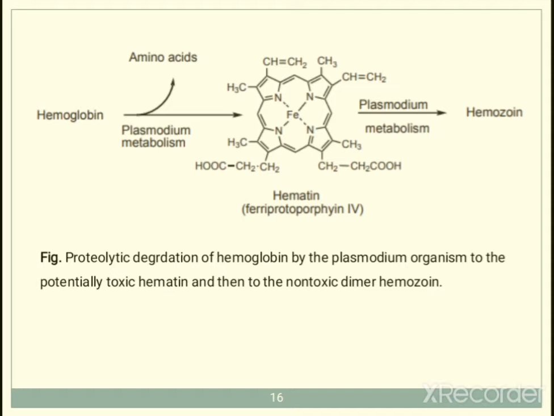So we need to stop this step, the conversion of hematine or heme into hemozoin. This ferroprotoporphyrin IX, or hematine, or heme as we can call it, is toxic to the plasmodium species. Okay, and hemozoin is non-toxic to the parasite. So this should be asked in examinations, also in the GPAT examination. So you need to clear this.